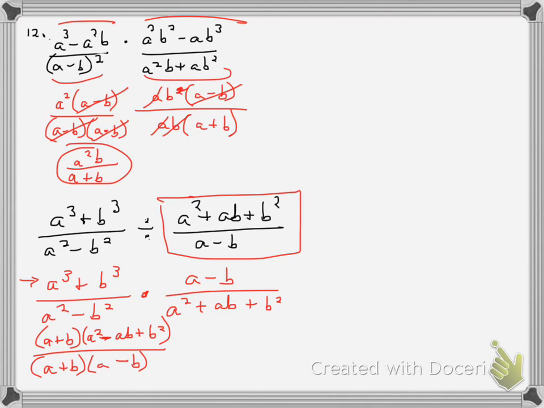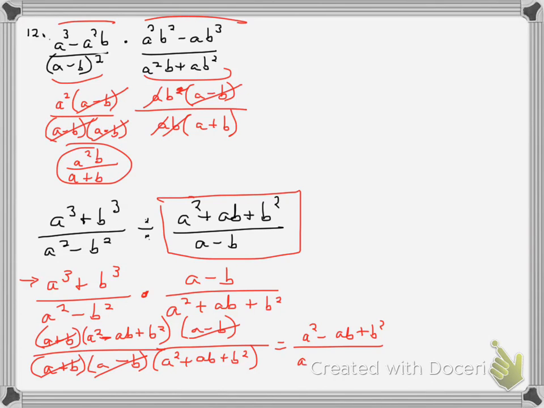In the next term, factoring the numerator, I'm going to get a minus b. There's no factoring going on there. And in the next one, I'm going to get nothing. So, okay, now looking at my canceling, the a minus b's will cancel, the a plus b's will cancel. That's all we have. And we're going to get a squared minus ab plus b squared all over a squared plus ab plus b squared.